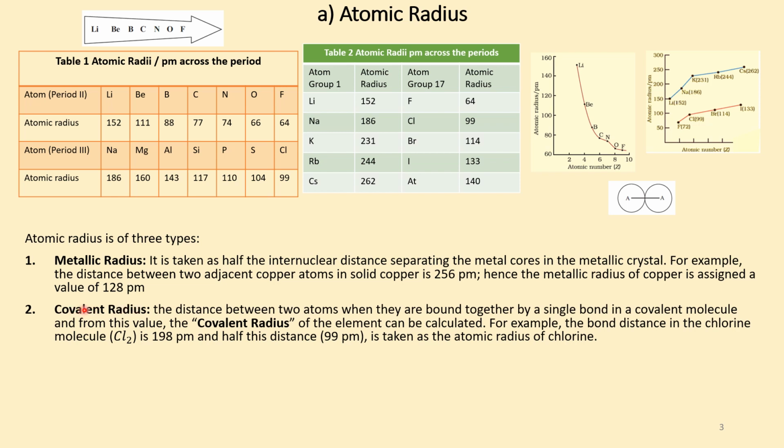Another type of radius is covalent radius. It is the distance between two atoms when they are bound together by a single bond in a covalent molecule, and from this value the covalent radius of an element can be calculated. For example, the bond distance in the chlorine molecule Cl2 is 198 picometers. Half the distance is 99 picometers, and this is taken as the atomic radius of chlorine.